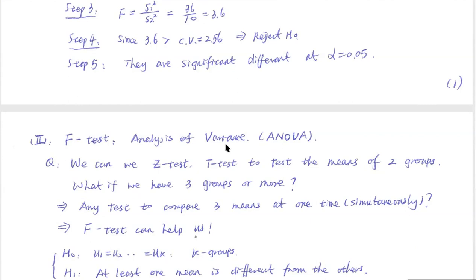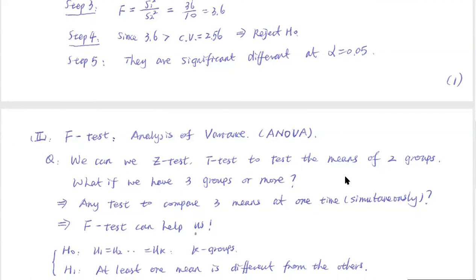Analysis of variance, if you are going to study more statistics, there's actually one class. The title will be Analysis of Variance. You can easily find a book. The title is Analysis of Variance. ANOVA stands for Analysis of Variance.